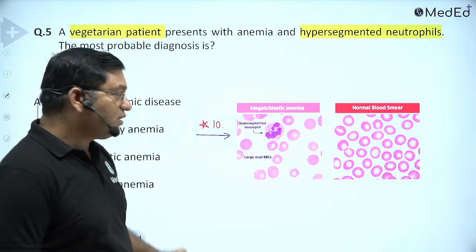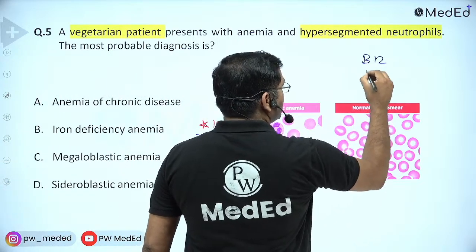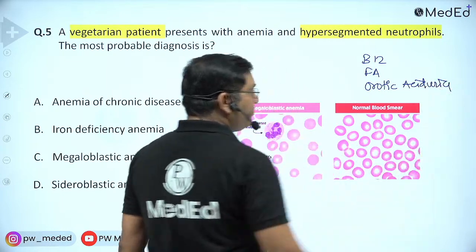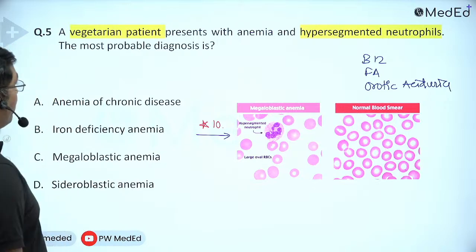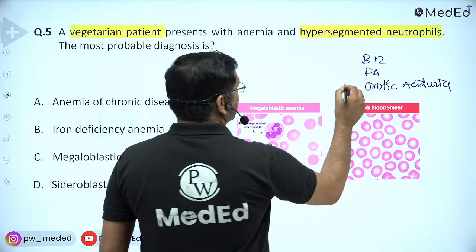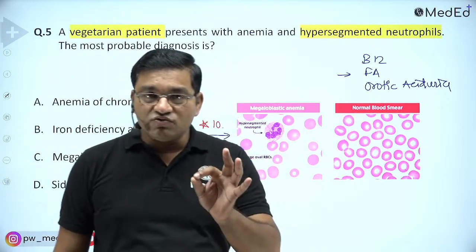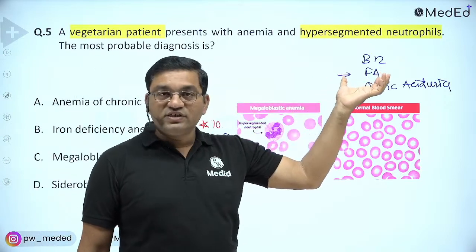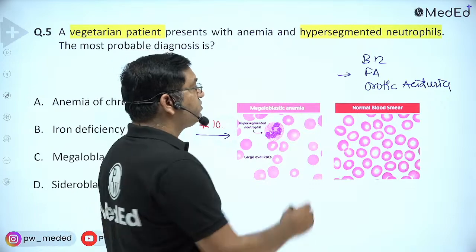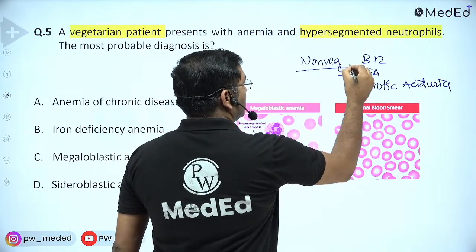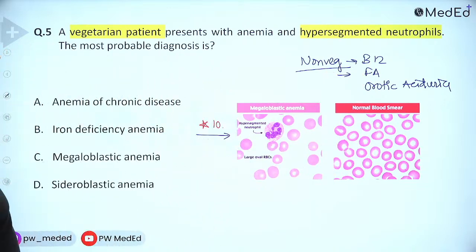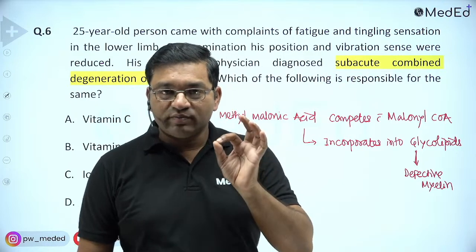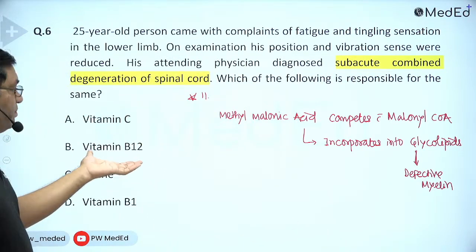So we already discussed there are 3 important causes of megaloblastic anemia: B12 deficiency, folate deficiency, and orotic aciduria. A vegetarian patient: vegetarian means taking folic acid. Foliage means leaves, it is present in the leaves. So if a vegetarian patient presents with anemia, it means the patient is lacking B12, because B12 is present in the non-vegetarian diet. Now the subacute combined degeneration of spinal cord is a feature of vitamin B12 deficiency.